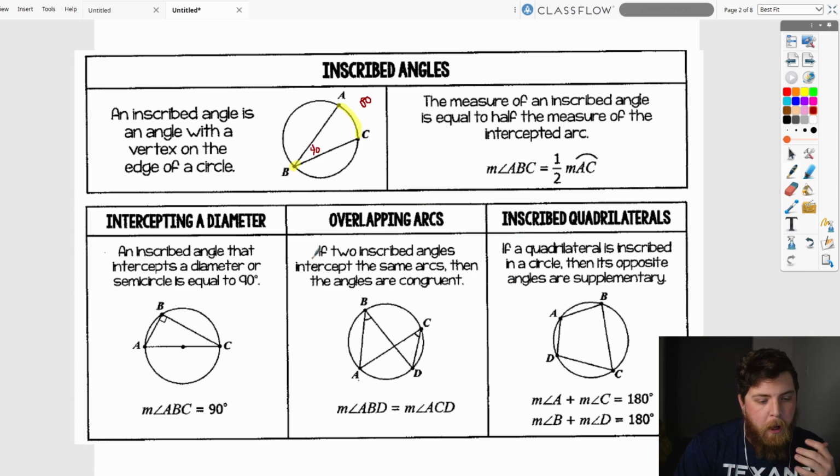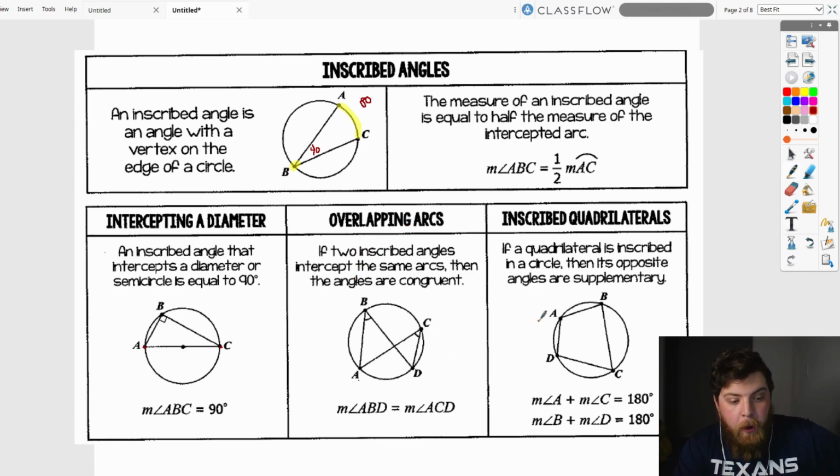There are a few quirky rules about this. If your inscribed angle intercepts the diameter, so the diameter is where the two endpoints are, it cuts across. What that means is that your inscribed angle is automatically going to be a right angle. So this angle here has the endpoints at A and at C. That means that this angle B has to be a right angle.